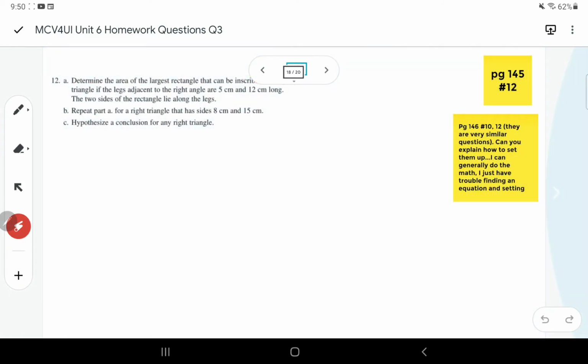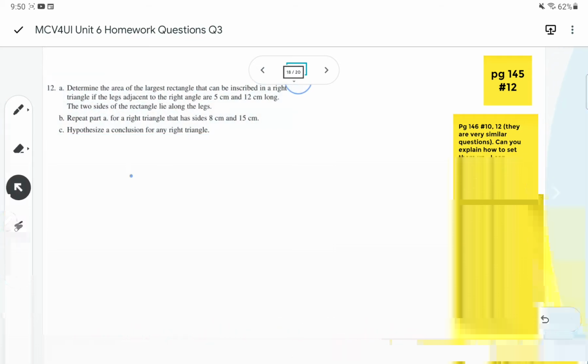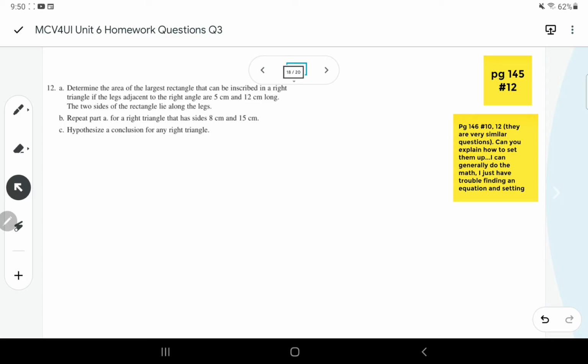The next one, I had kind of a good question here about how to set these up. So I'm going to look at the setup of number 10 and number 12 both. I'm going to start with number 12 because somebody asked that kind of specifically. So here, determine the area of the largest rectangle that can be inscribed in a right triangle if the legs adjacent to the right angle are 5 centimeters and 12 centimeters long. The two sides of the rectangle lie along the legs.